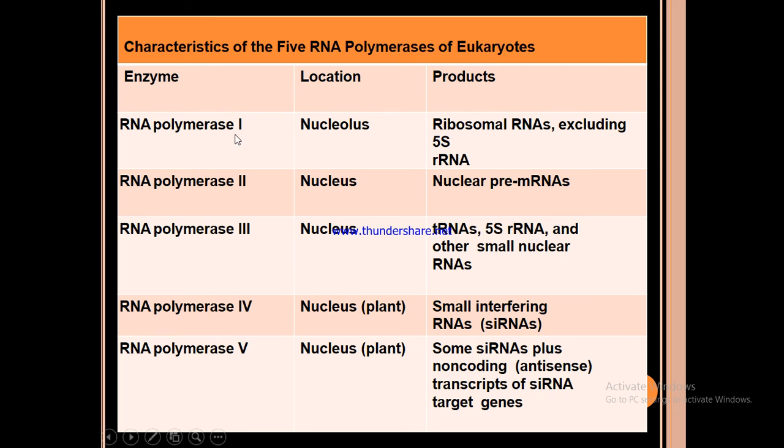You just see here, RNA polymerase 1 transcribes all ribosomal RNA except 5S RNA. The 5S RNA is transcribed by RNA polymerase 3, and some other nuclear RNAs are also transcribed by RNA polymerase 3. These three RNA polymerases are present in eukaryotes, but some other RNA polymerases have also been found. These are RNA polymerase 4 and 5, present in plants. Polymerase 4 transcribes siRNA, small interfering RNA. RNA polymerase 5 also codes for siRNA as well as some antisense RNA.